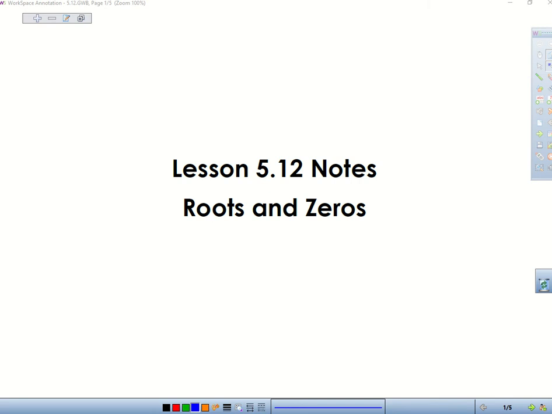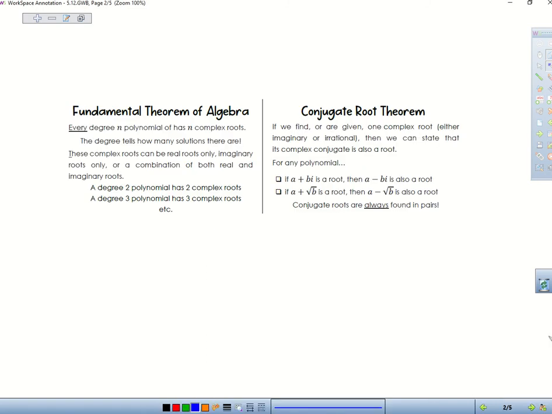Alright, so today we're going to be doing 5.1.2, which is going to be roots and zeros. So a lot of what we're doing today is putting a name and a concept behind things you already know in this course. The fundamental theorem of algebra states that every degree n polynomial has n complex roots. The degree tells how many solutions there are. These complex roots can be real roots only, imaginary roots only, or a combination of both real and imaginary roots. A degree 2 polynomial has 2 complex roots, and a degree 3 polynomial has 3 complex roots.